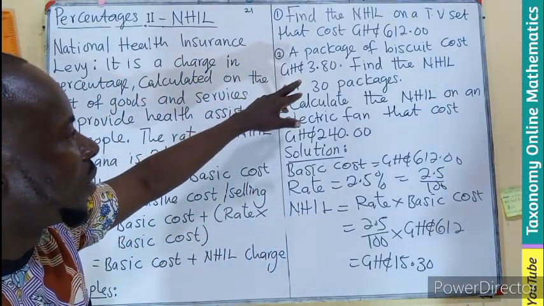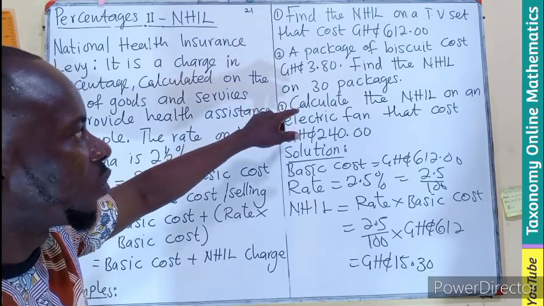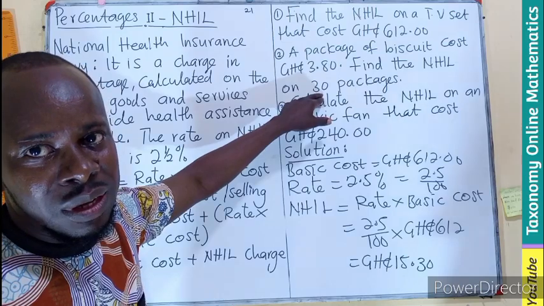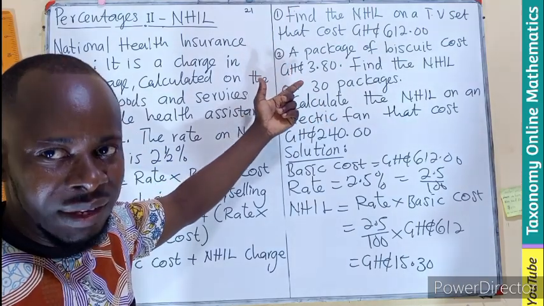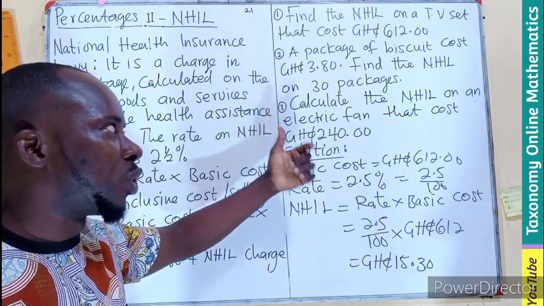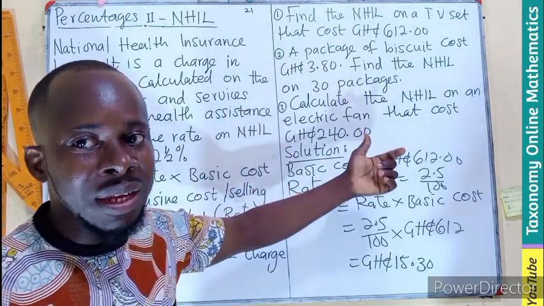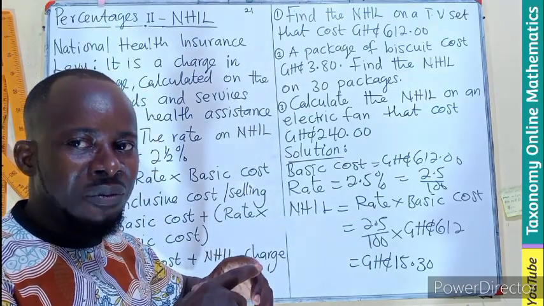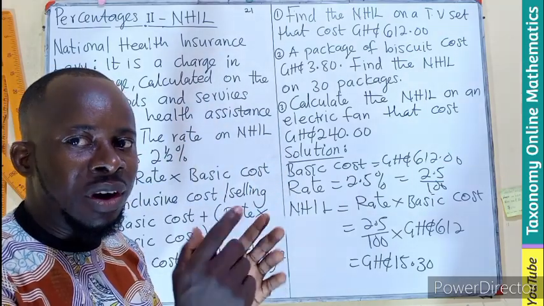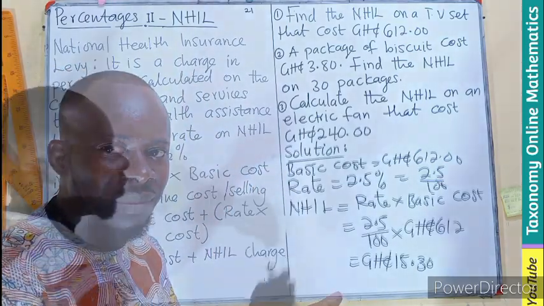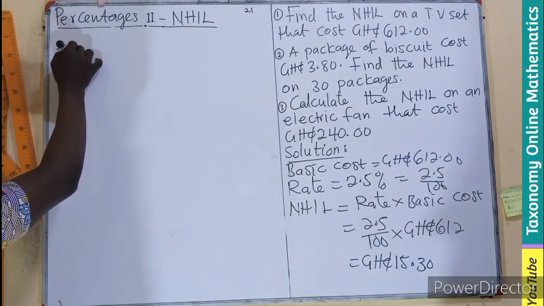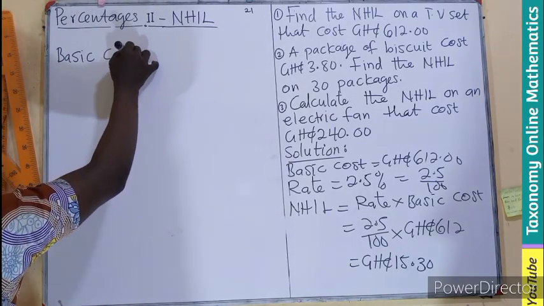All right, let's see the second one. They said a package of biscuit costs 3 cedis 80 pesewas. We have to find the National Health Insurance Levy on 30 packages. It means one package is 3.80. So what will be the total National Health Insurance Levy paid on all the 30 packages? There are two ways you can do it. You can find the levy on one and multiply by 30, or find the total basic cost for all the 30 and multiply by the rate.